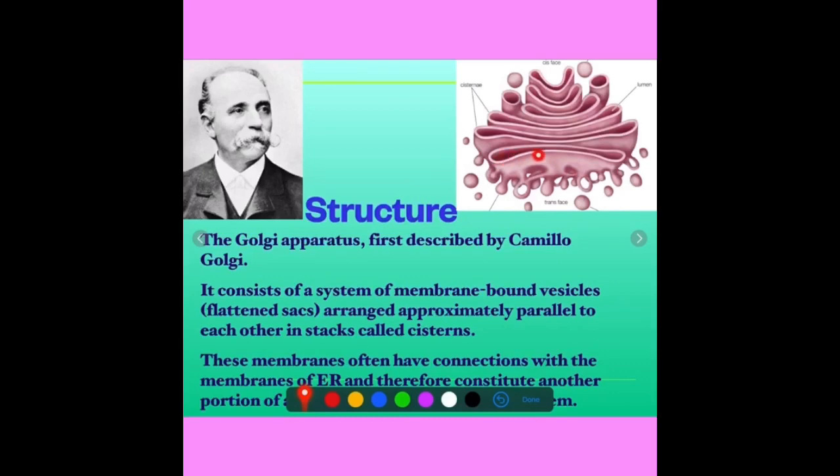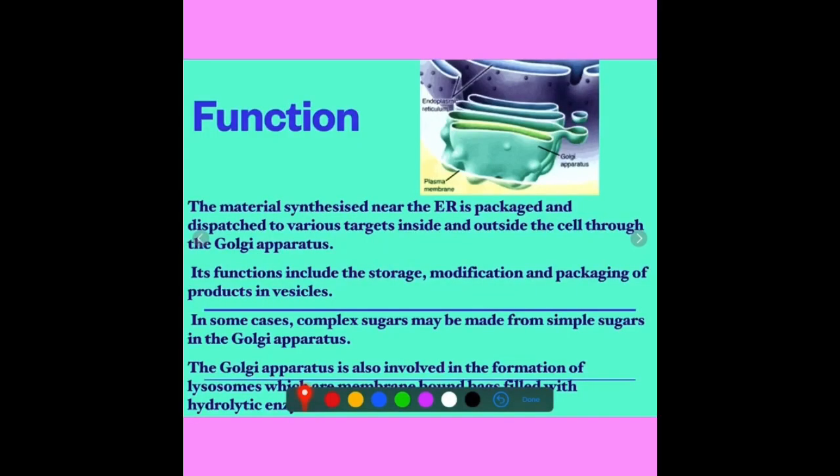As you can see, it looks like a system of membrane bound vesicles which are flattened sacs. These are flattened sacs and they are arranged approximately parallel to each other in a stack called cisternae. These are cisternae. They have connections with the endoplasmic reticulum, and let us see how are they connected. If this is the endoplasmic reticulum, then this is connected to this Golgi apparatus. What is the role of Golgi apparatus?